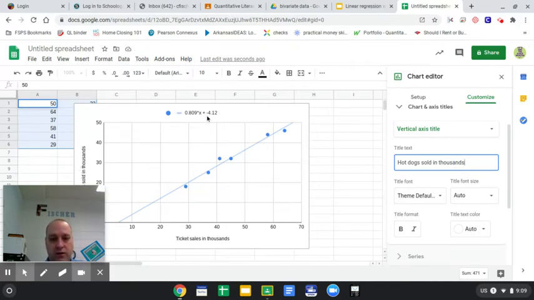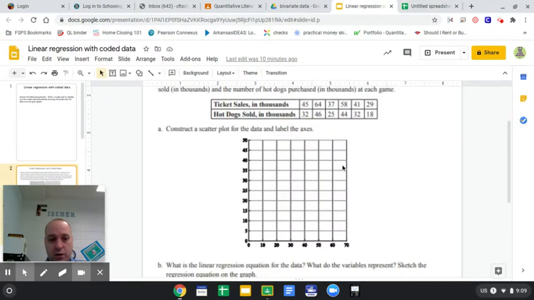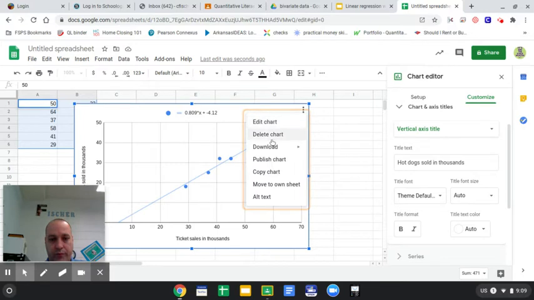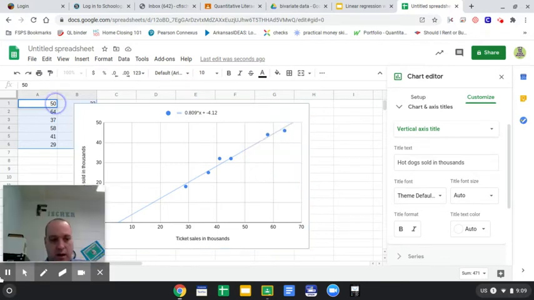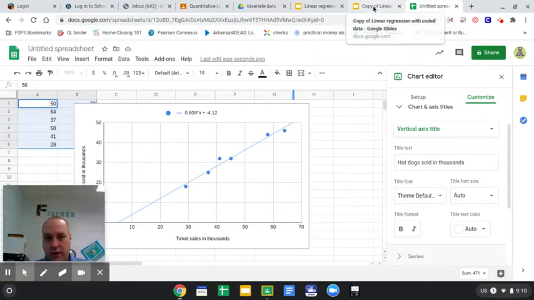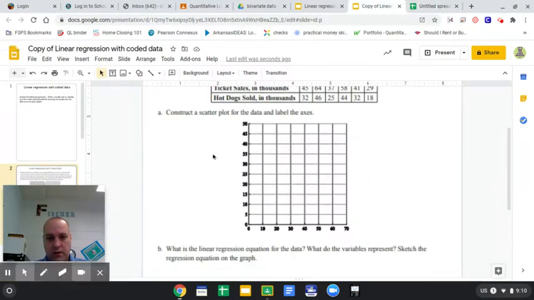I've got the linear regression equation. Now, the reason I went ahead and put the linear regression equation is because I'm pretty sure the next problem says, what is the linear regression equation? What do the variables represent? And sketch the linear regression equation on the graph. I just did all of that right here. So I'm just going to copy and paste it into my chart. All right, so I go back to here, and I'm just going to paste it in here.